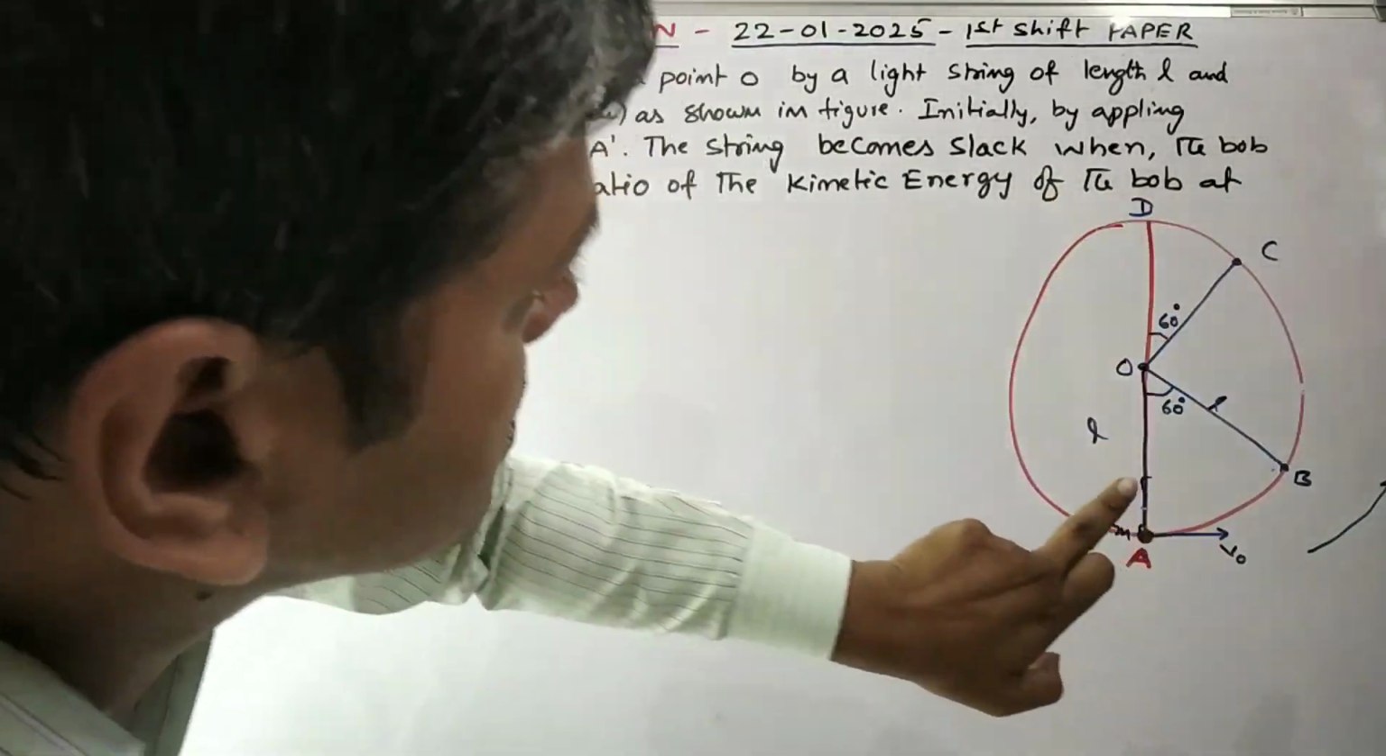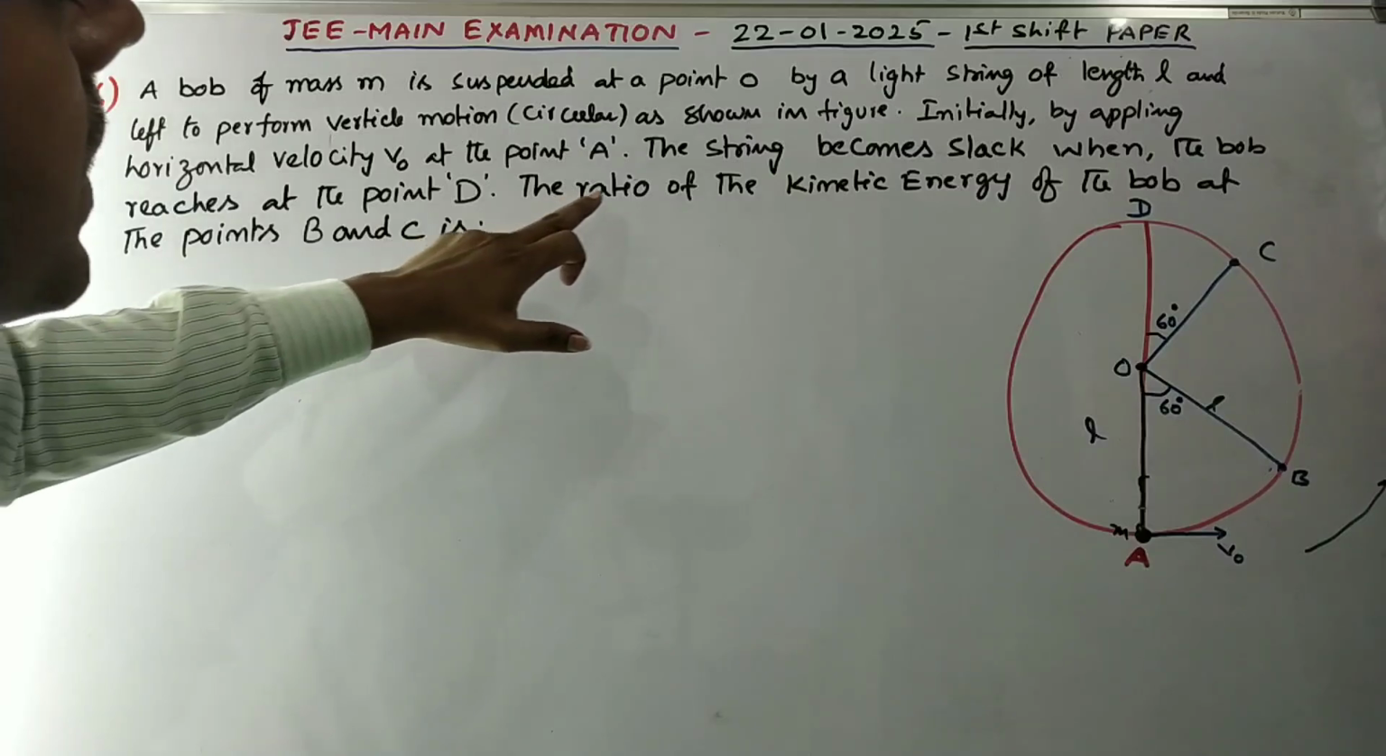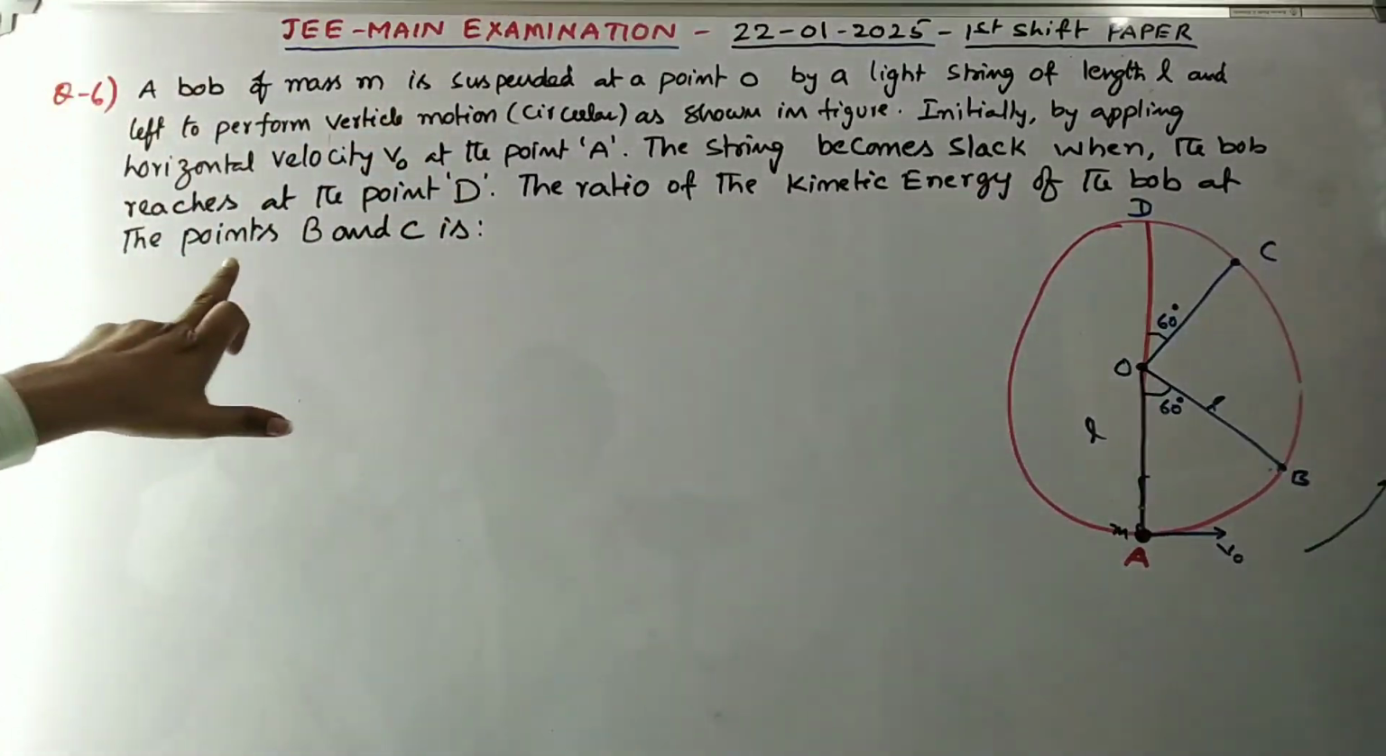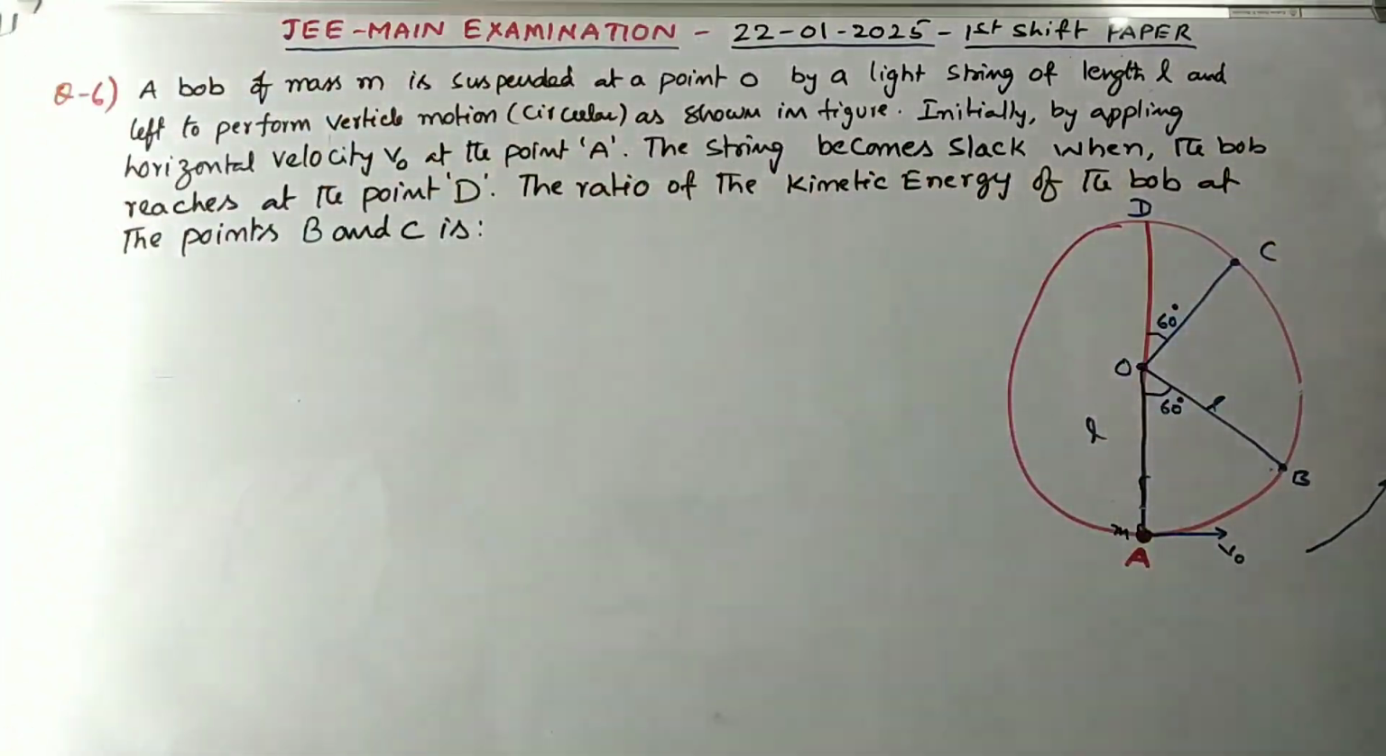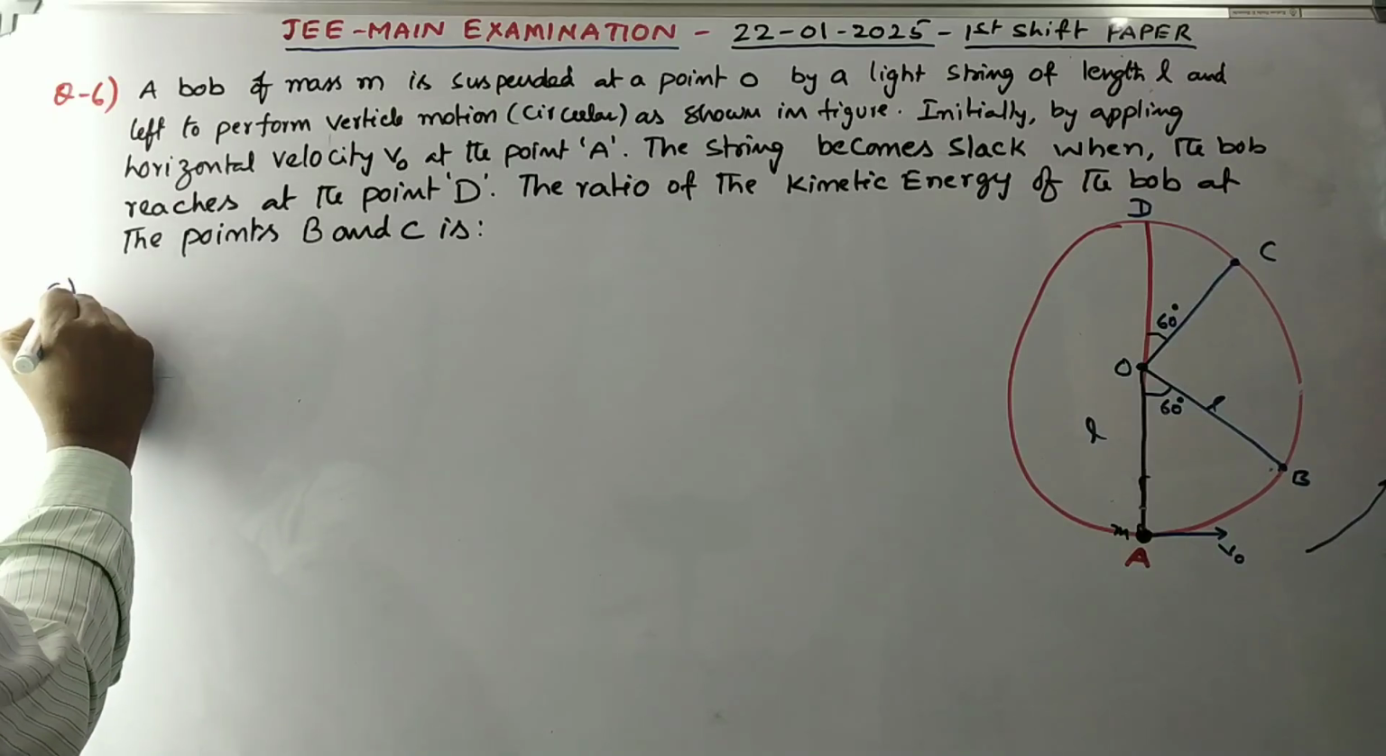Then it returns. Slack means what? Loses tension, at point D. The ratio of the kinetic energy of the bob at the points B and C is equal to what? This is what is being asked.